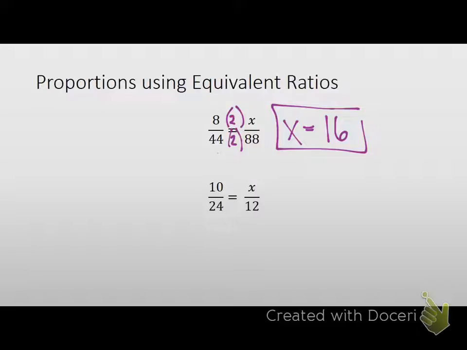So what's my missing link for my second one? 2. It's 2 again. But now look how my numbers are trending. Down. 24 divided by 2 is 12. 10 divided by 2 is 5. All right, so you got to make sure that you pay attention. If the numbers are decreasing, we're dividing. Who got that one right? 5. Okay, good.